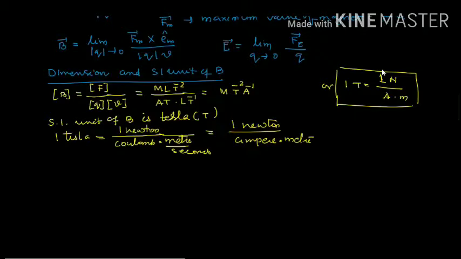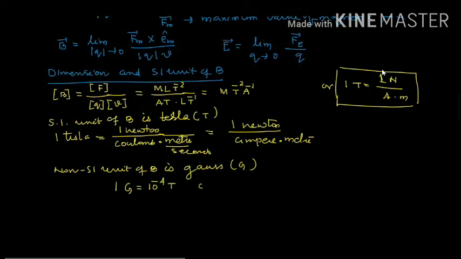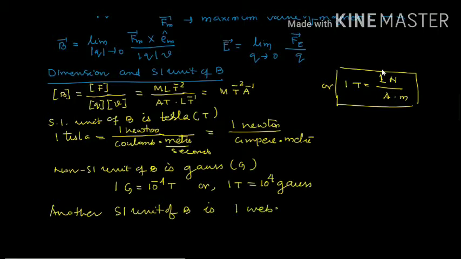The non-SI unit of magnetic field is Gauss. Symbol is capital G. And 1 Gauss is equal to 10 to the power minus 4 Tesla, or 1 Tesla is equal to 10 to the power 4 Gauss. Another SI unit of magnetic field is Weber per square meter. So this is about magnetic field.